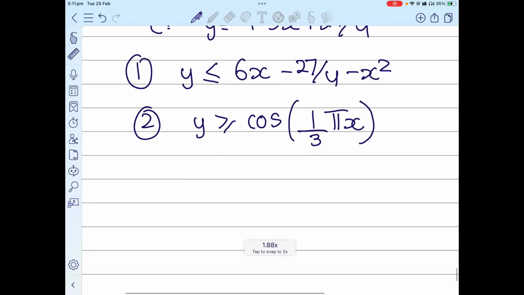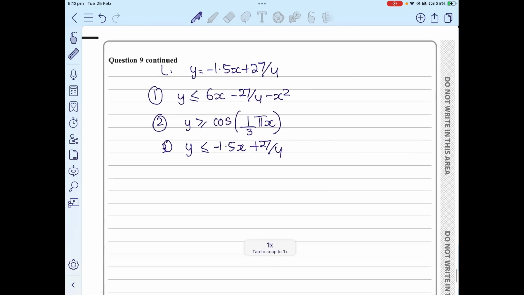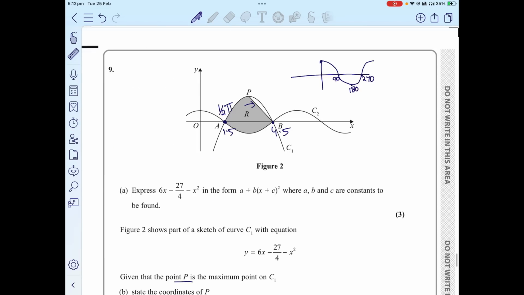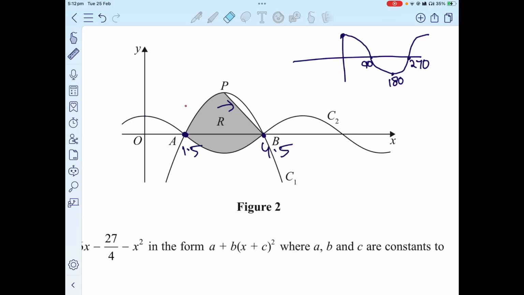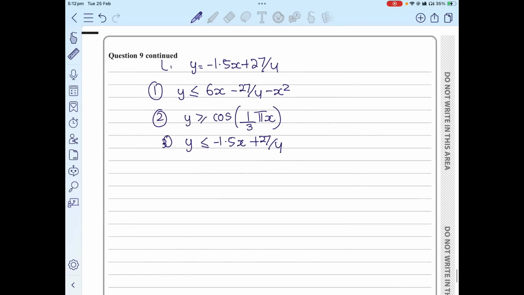And the last case scenario is on the line we discovered, the y values will actually be less than negative 1.5x plus 27/4. Let me show you how this works. So basically what we say is if I erase all of this and just put 4.5 here, this area is actually below this curve C1, above this, and to the left of this. So that's why we say y is less than that, y is less than that, and y is greater than cos of 1/3 pi x.